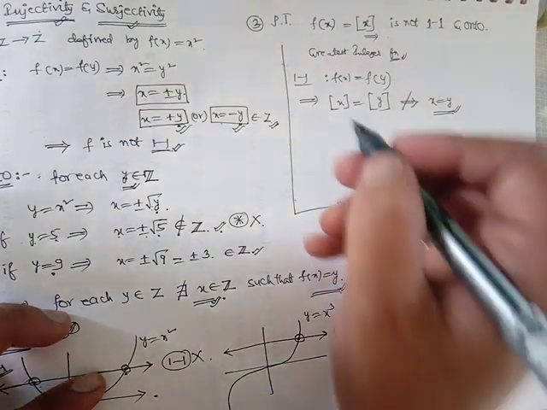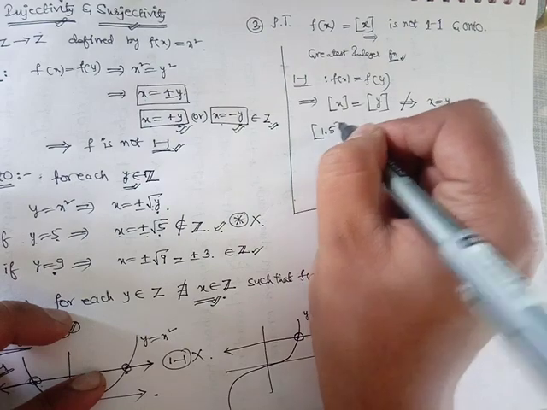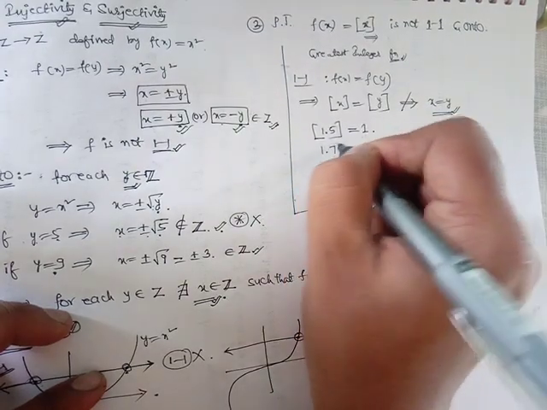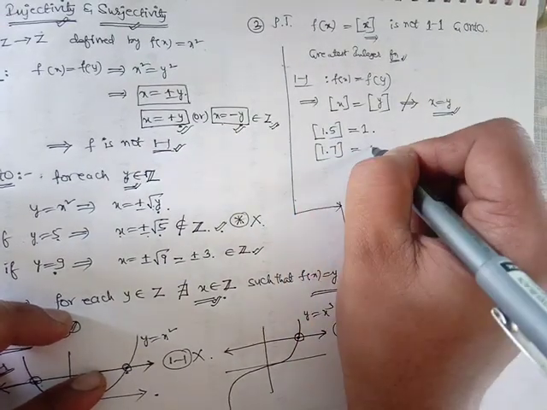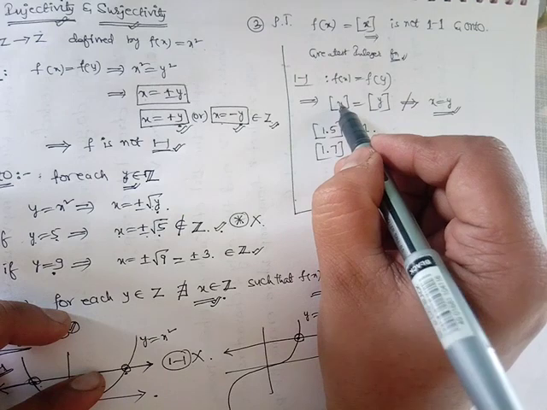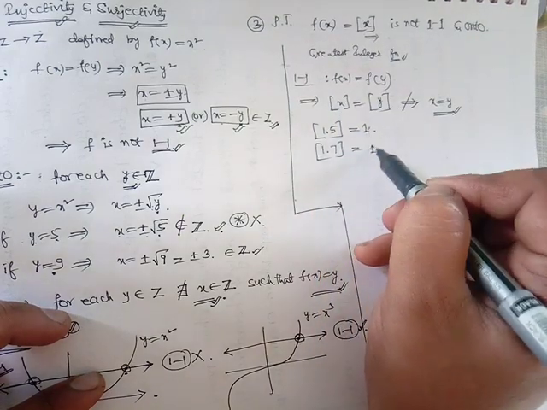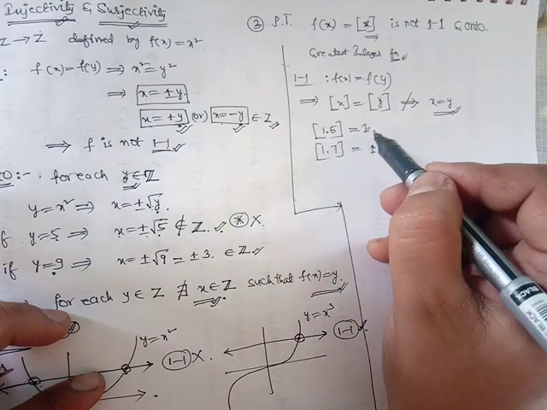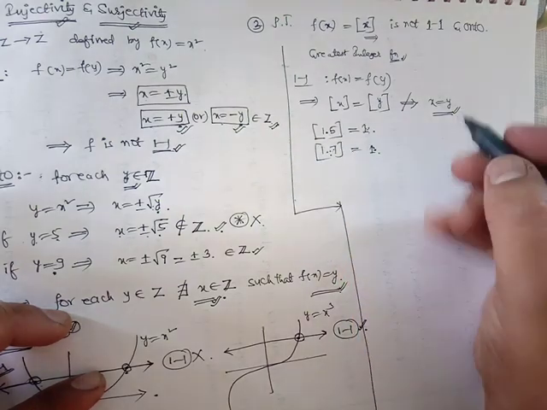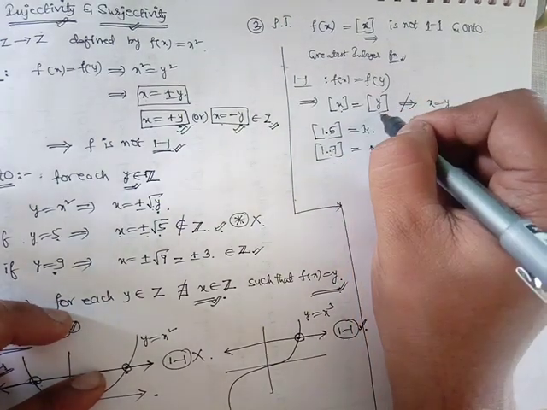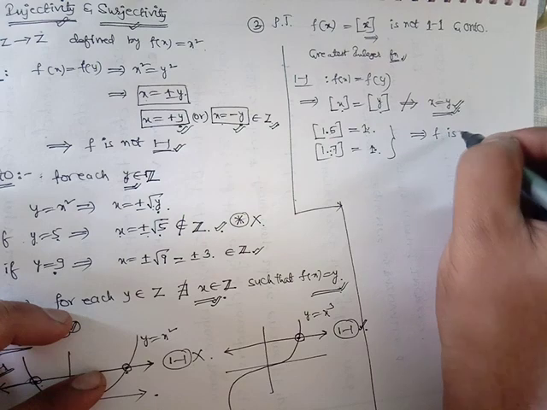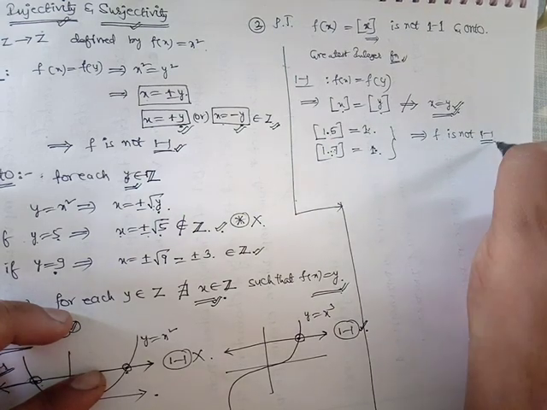Why can we not say x equals y? Because the step function of 1.5 is nothing but the integer 1, and the step function of 1.7 is also going to be 1. Now we see step x is equal to step y. Both values are going to be 1, but how can you say x equals y? Both are coming as 1, but 1.5 will not be equal to 1.7. So that's why step x equals step y cannot be said as x equals y. So in this case, you can say f is not one-one. It is not a one-one function.